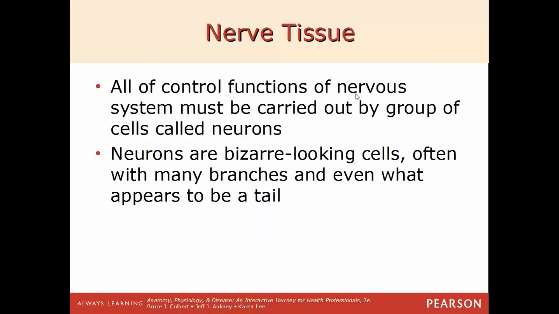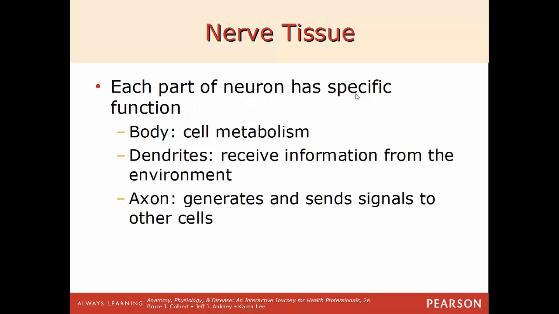All of your control functions of the nervous system are carried out by the main functional unit of the nervous system. They're called neurons. So all these supporting cells we just talked about, all 6 of those go to support neurons. The neurons are very bizarre looking cells and have multiple processes or multiple branches that come off of their main cell body, and they look to almost have a tail, but it's not really a tail. Now, each part of the neuron has a very particular function.